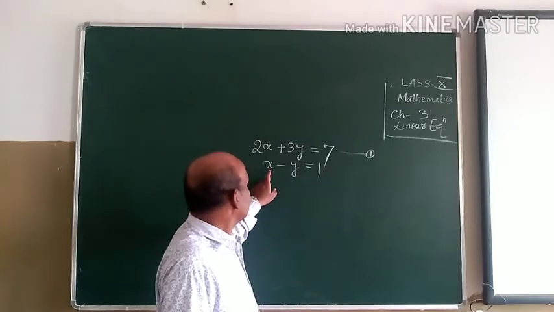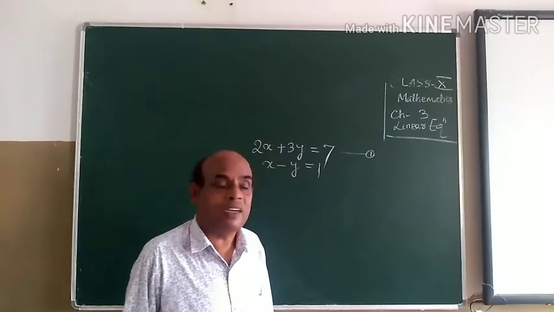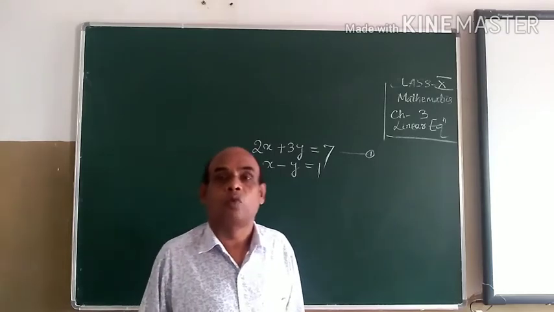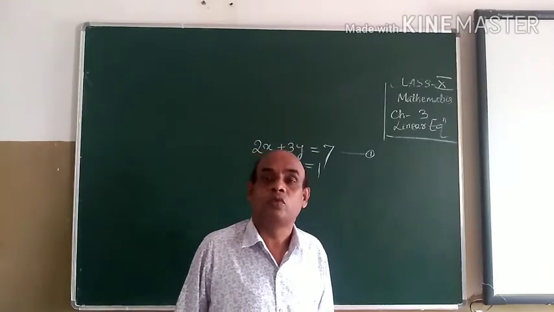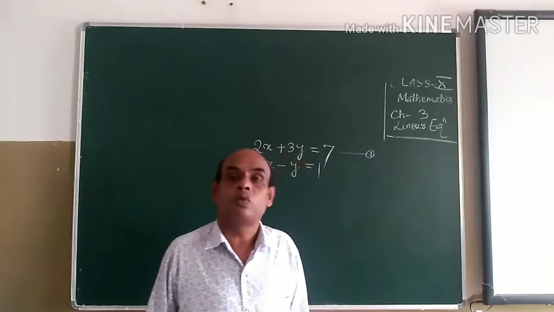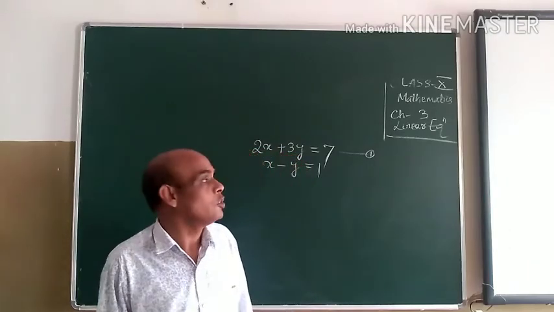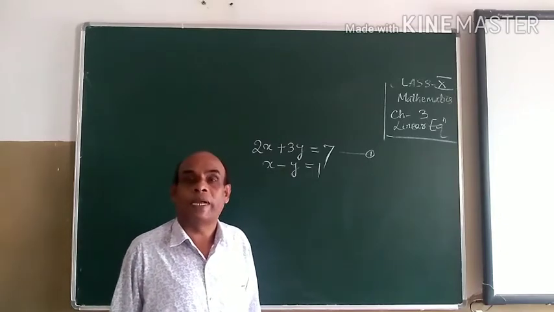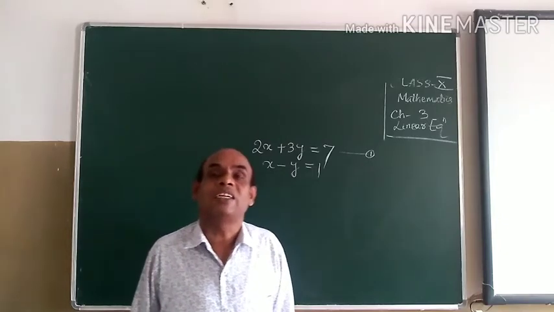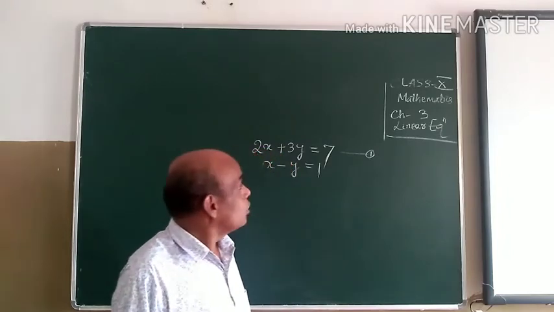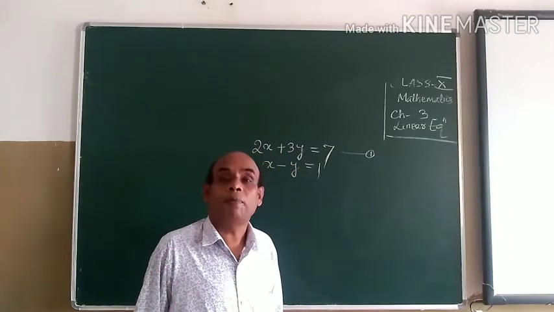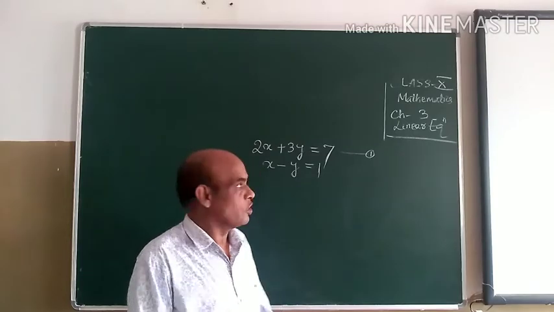The second equation, x minus y is equal to 1, also contains two variables. One is x, another is y. So you have to find out the value of x and y. That is what we will read in this chapter, solving of linear equations.